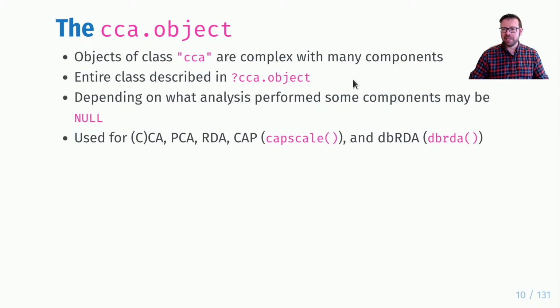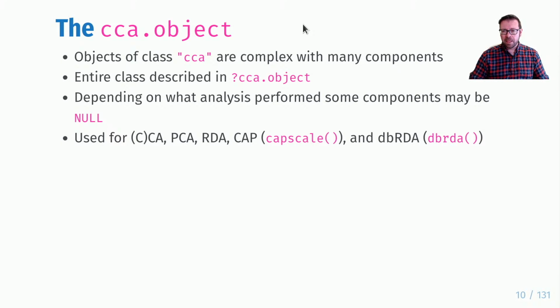CCA was one of the first things that Jari implemented in vegan, and he thought he'd only implement CCA, so he didn't want to change the structure of the objects when we added in RDA and other things. So it's just an artifact of history. All these objects inherit from this class.